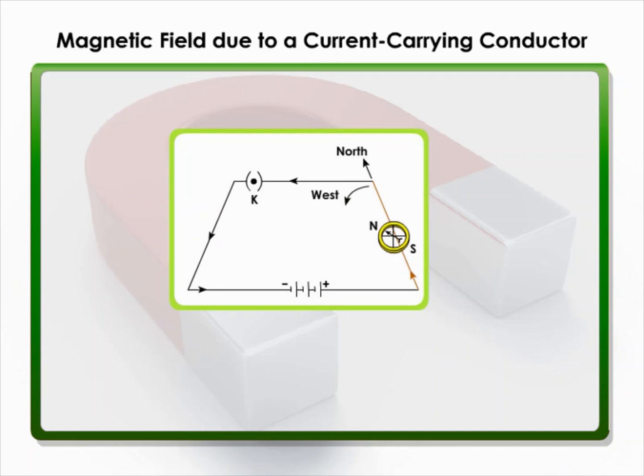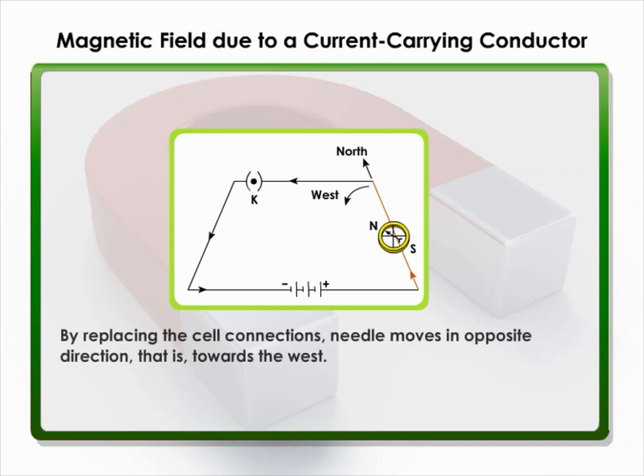Reverse the cell connections in the circuit. This would result in the change of the direction of current through the copper wire, that is, from south to north. Observe the change in the direction of deflection of the needle. You will see that now the needle moves in the opposite direction, that is, towards the west. It means that the direction of magnetic field produced by the electric current is also reversed.